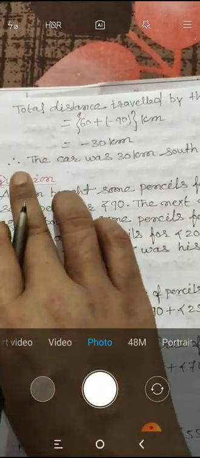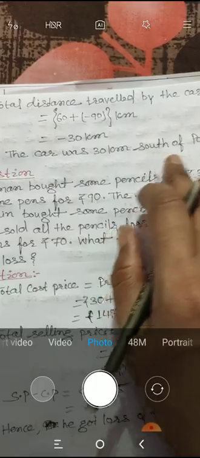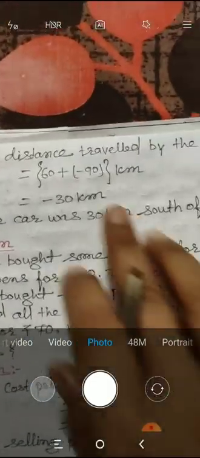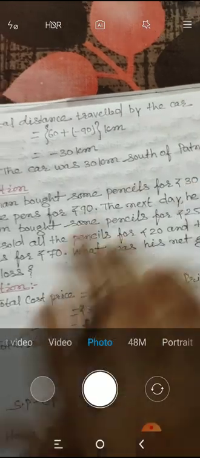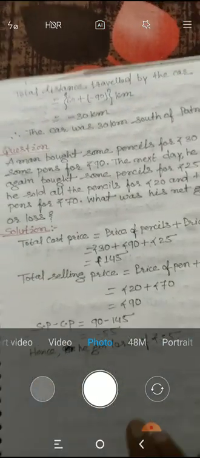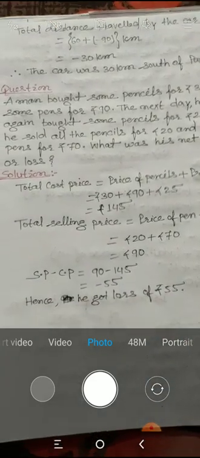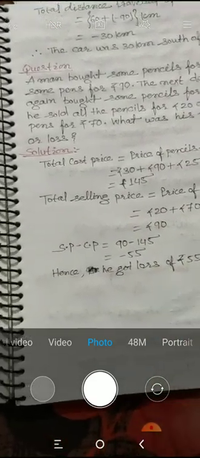So therefore the car was 30 kilometers south of Patna. Because I have written that south direction is negative, the negative sign means the car is 30 kilometer far in south direction. So in this manner you can find the solution of this kind of word problem if this kind of question comes.